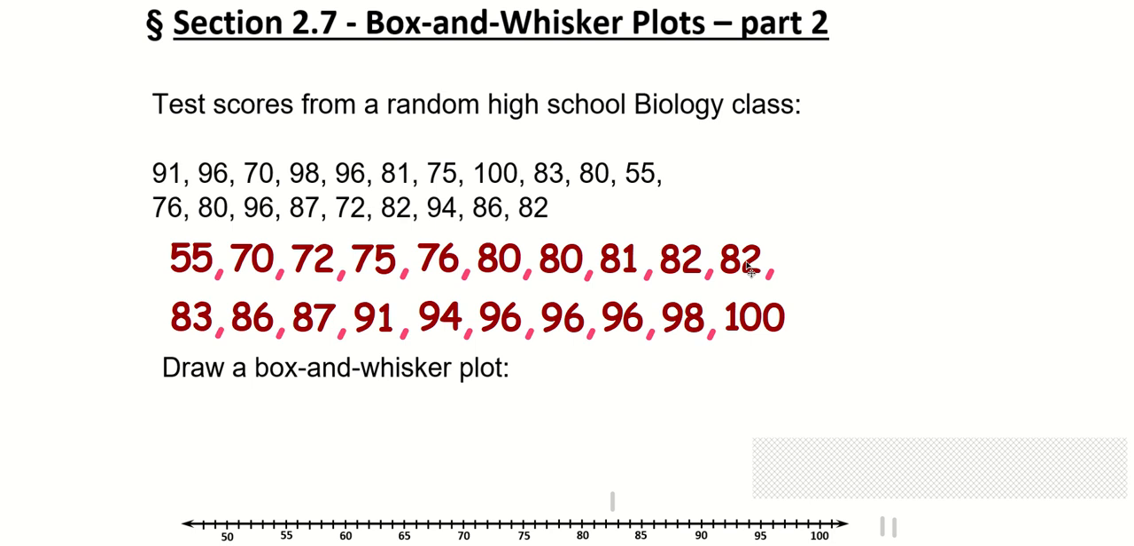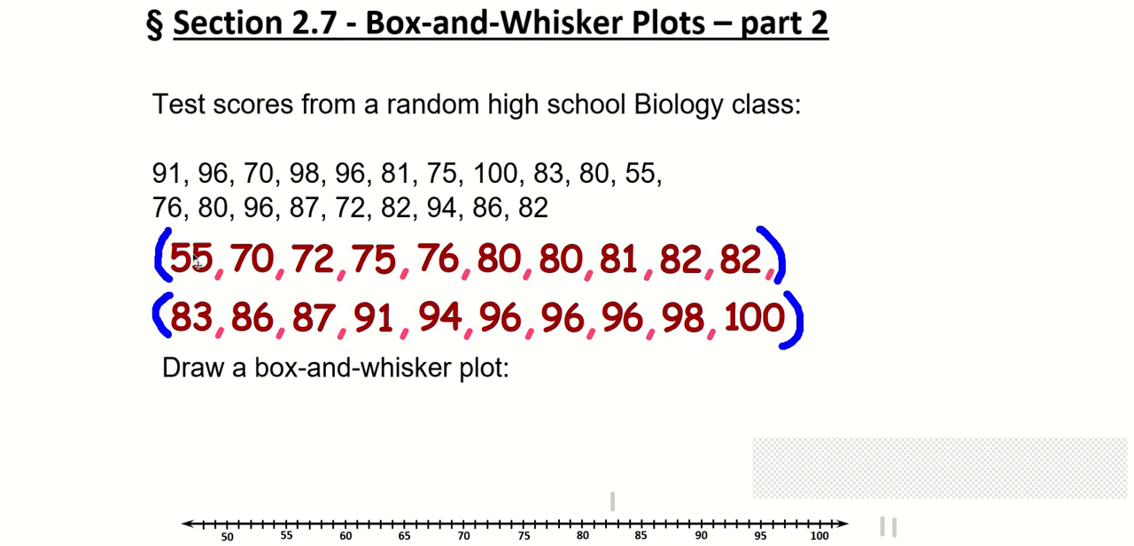find the lower half median, some people forget that this 82 is definitely a part of the lower half, and this 83 is absolutely a part of the upper half. So all of these numbers, including the 82, that's the lower half when we go to find the lower quartile, and the 83 to the 100, that's all of the numbers in the upper half when we go to find the upper quartile, okay?